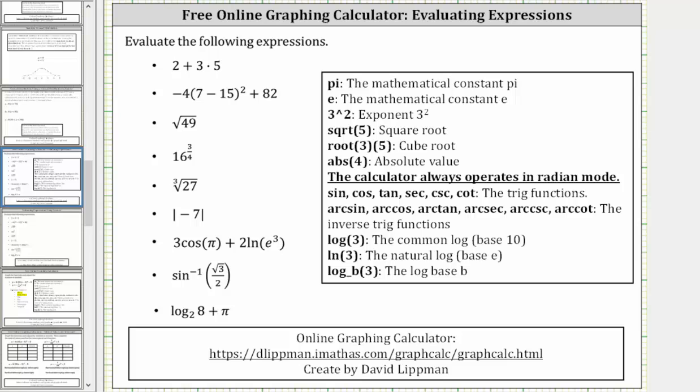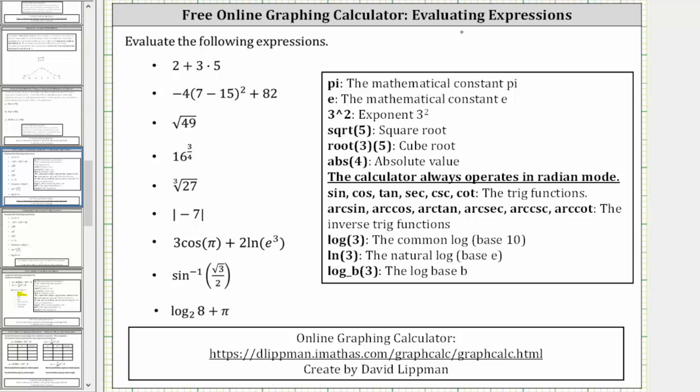This lesson will cover how to evaluate the given expressions using a free online graphing calculator. And there are some notes here on the right for reference that you may find helpful. It is important to recognize the calculator is always in radian mode. If you have an expression that uses degrees, you would have to convert to radians.